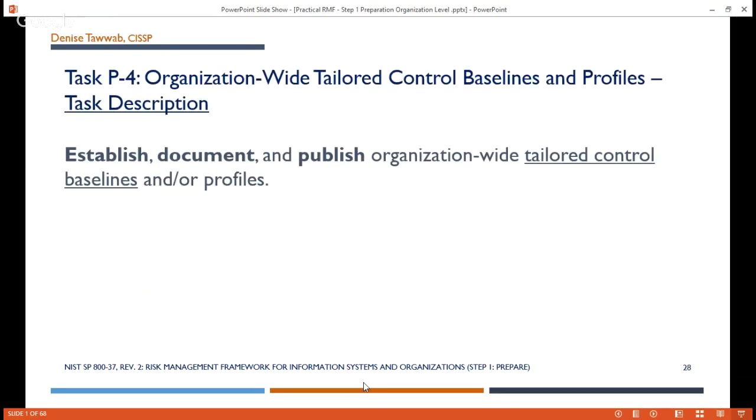All right, in task P4, you establish, document, and publish organization-wide tailored control baselines and/or profiles if you're doing the cybersecurity framework. And we're not really going to discuss that in this video, but know that that's also part of 800-37 Rev 2.